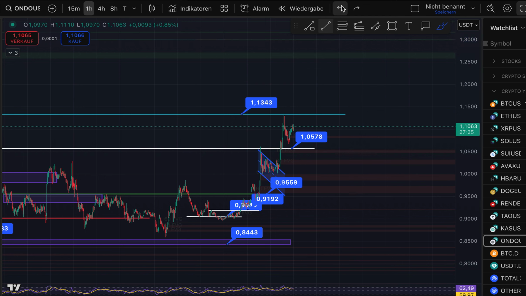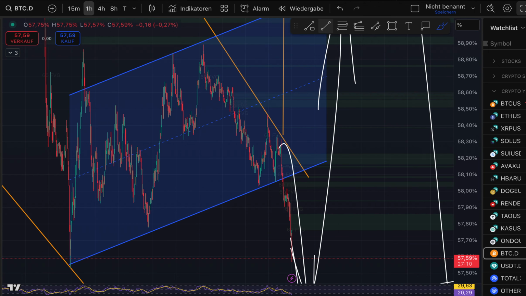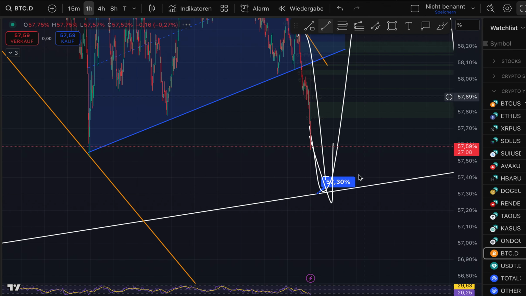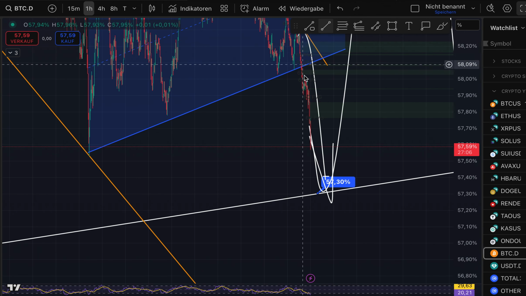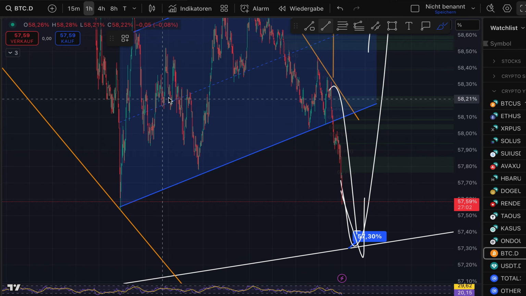So, in my opinion, everything looks good to me. Look into the Bitcoin dominance. Once it hits 57.3%, then I would be a bit careful. Then I would look closely if we are going to push more, because those kinds of pushes are not sustainable. We have seen it in the past.